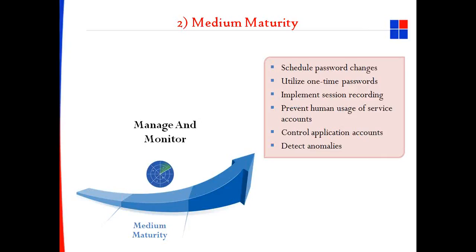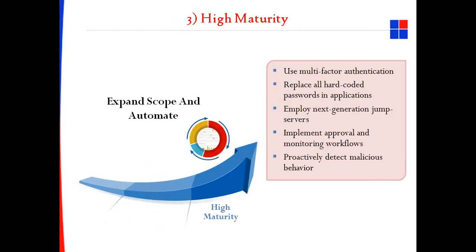Let's go to the next one, that is high maturity, expand scope and automate. Use multi-factor authentication. We use multi-factor authentication wherever necessary. We use HOTP based multi-factor authentication or TOTP based, that is time based one-time password multi-factor authentication. We replace all hard-coded passwords in applications. We employ next generation jump servers.